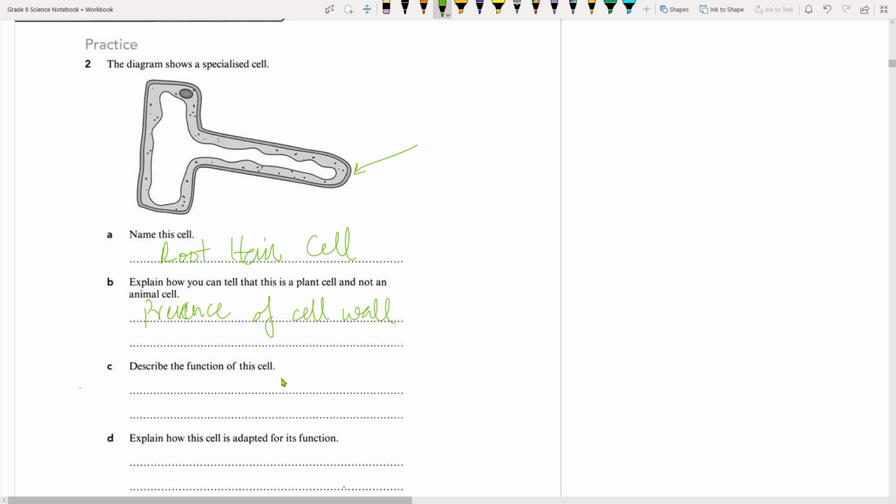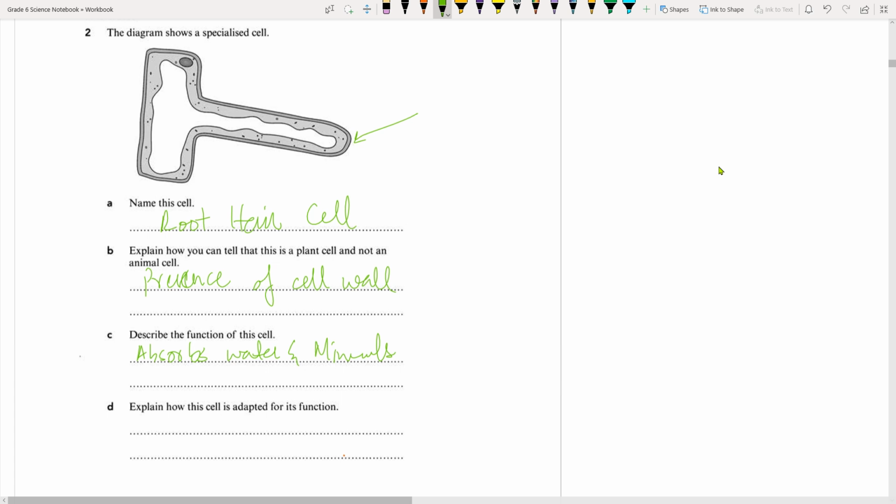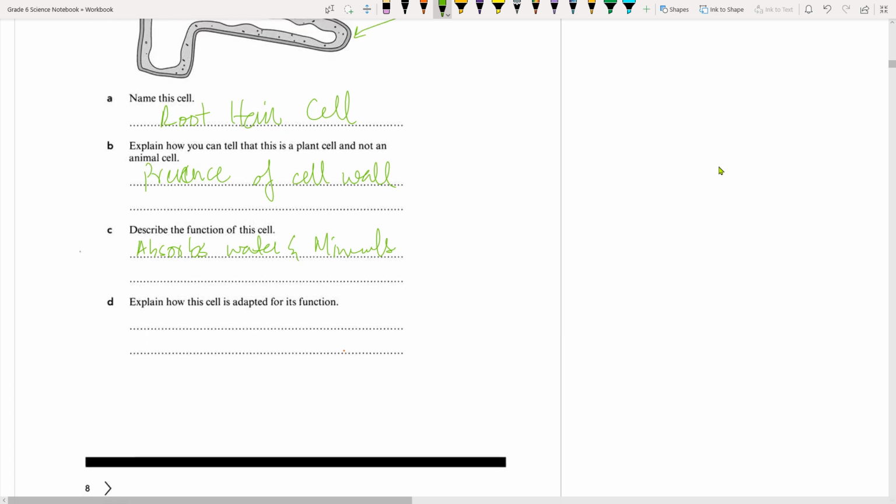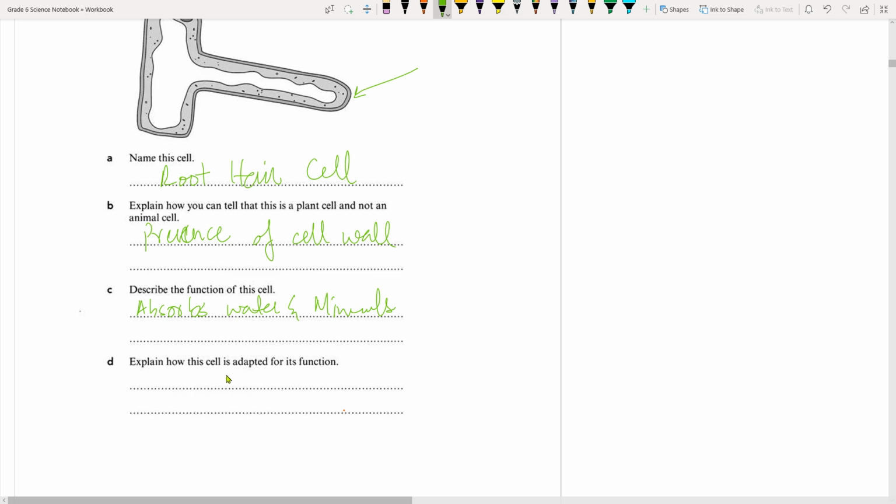Describe the function of this cell. Since it's a root hair cell, you have identified it absorbs water and minerals. And I can accept minimalistic answers as long as they're logically correct. Explain how this cell is adapted for its function. Extruded hair-like growth and a larger vacuole, even larger than the normal ones that we see.